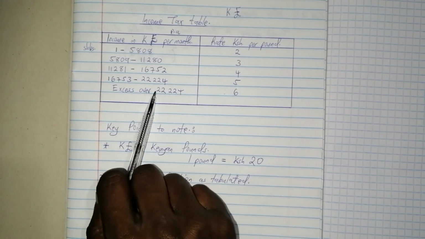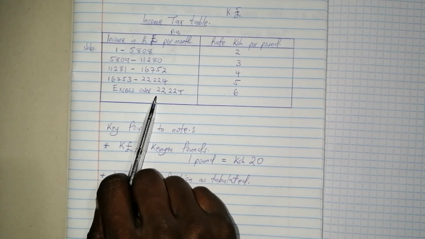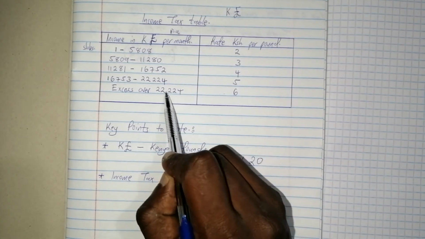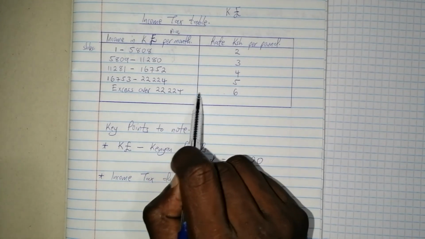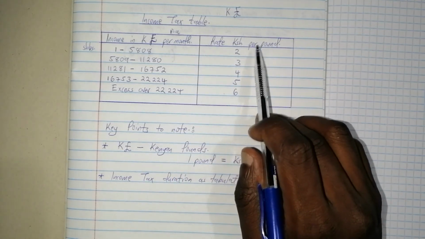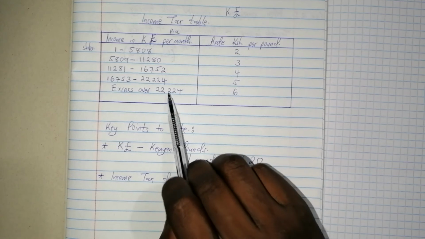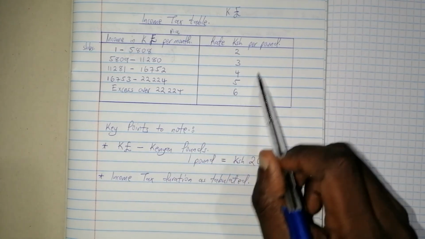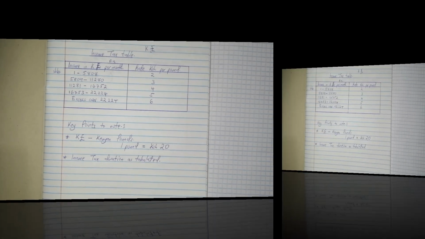And excess simply means when the amount of money is exceeding 22,224, the rate of tax that will be charged for this amount of money will be 6 shillings for every pound.